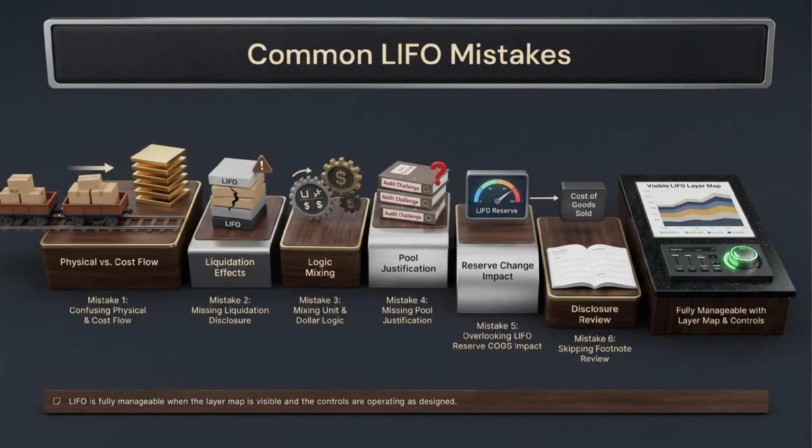Let us review common LIFO mistakes. First, do not treat LIFO as physical flow. It is a cost flow assumption. Second, do not forget liquidation effects when ending inventory falls below prior layers. Third, do not mix unit LIFO logic with dollar value LIFO logic. Unit layers and base year dollar layers are not the same thing. Fourth, do not define pools without documented business substance. Fifth, do not miss the income statement impact from reserve changes. Sixth, do not skip the disclosure review. LIFO becomes manageable when the layer map is visible and the controls are working.